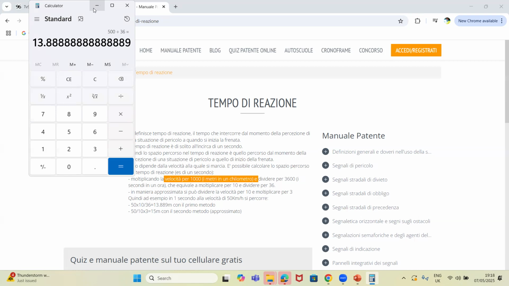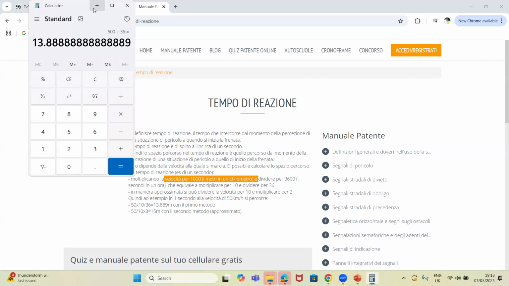Okay, let me explain again. What did my sister do now? She took 50 and multiplied by 10. Before, we did 1,000. For physics, we don't use kilometers per hour here, just meters. So we multiply 50 by 10, but in the first method we multiplied 50 by 1,000. Remember, have you written it down? 50 times 10 gives you 500.